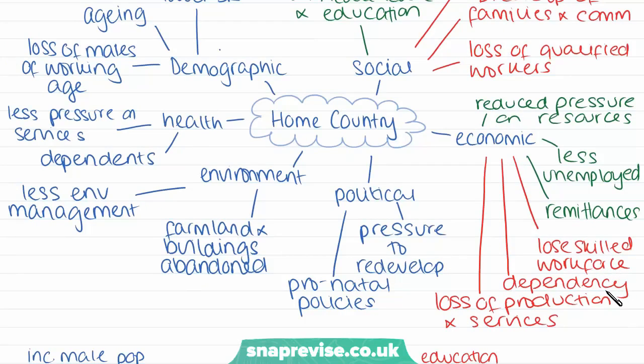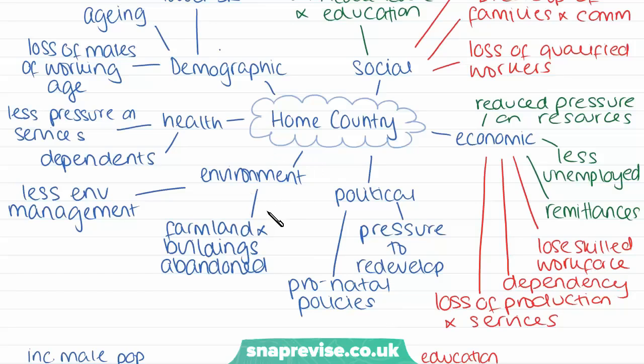There will be an increased number of dependent people. There'll be less agricultural and industrial production, as well as a decline in services, because there are not enough people to support them if the population is aging and it's all the old people with not very much money left behind. Politically, there'll be pressure to redevelop areas that are in decline, and they may also introduce pronatal policies to encourage people to start having more children.